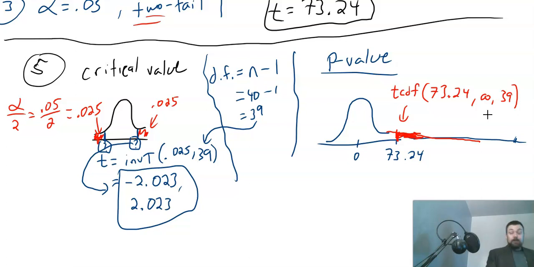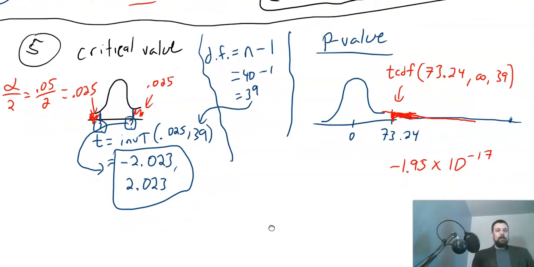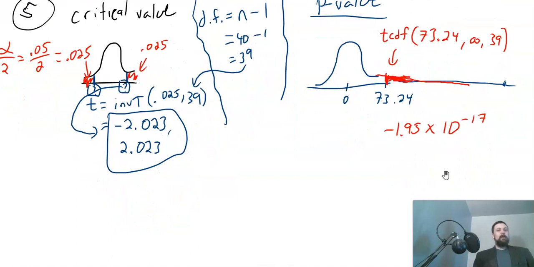It's under the distribution menu, which you get on the TI-84 by doing second vars. TCDF. We have 73.24, comma 9999999, a bunch of 9s, comma 39. And I get negative 1.95 times 10 to the negative 17. Now the funny thing is, when we did this problem in class, I think this is what my students got.